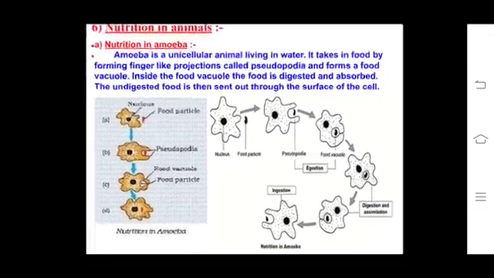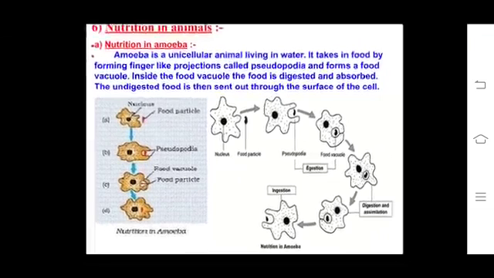What are the finger-like extensions of the body of amoeba required for food intake, children? It is pseudopodia. Pseudopodia. Pseudo, the P is silent. Pseudo means false. Podia means foot. False feet. And the pseudopodia help even in locomotion, for walking.